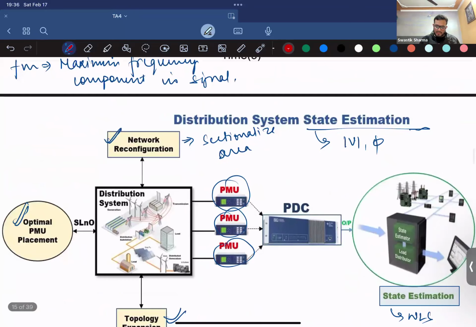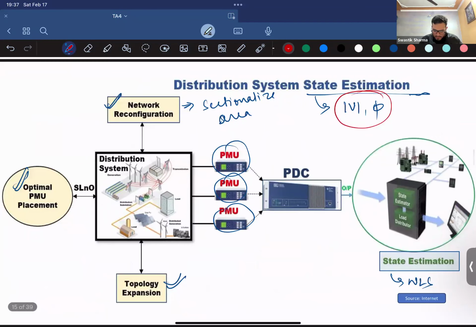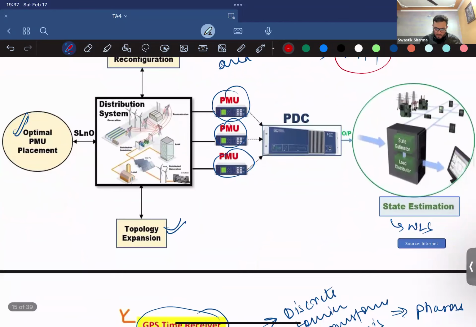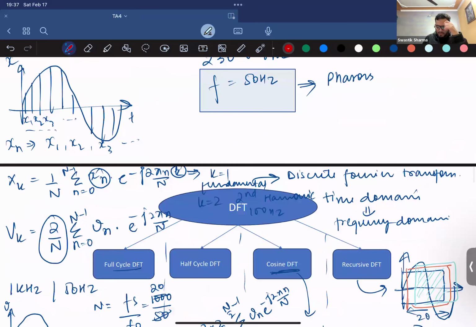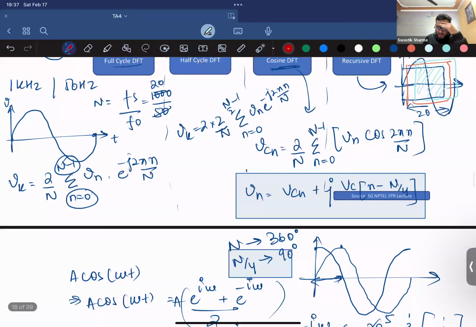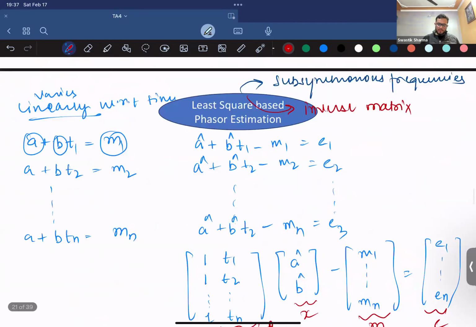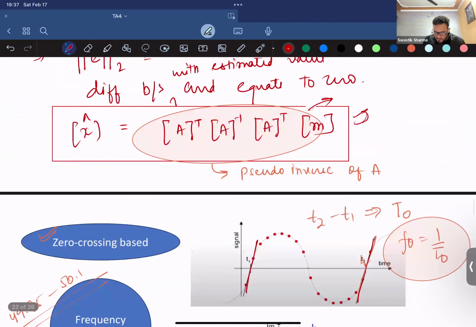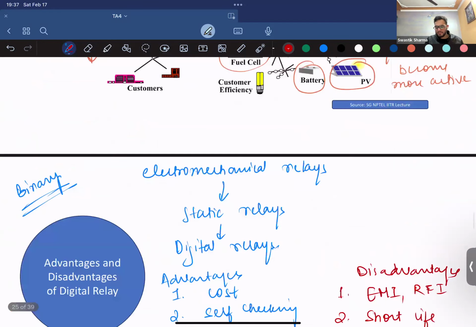So how distribution system state estimation is done? What are states? These are two things: magnitude and phase angle of the voltage. And then how the PMU operation is done, what are the various components required. Then we talked about how phasors are estimated using DFT, which had full cycle, half cycle, cosine, and recursive. Then we talked about least square based estimation. Please make sure that you do this derivation. It's very easy. I've given you this. Just expand it and differentiate with respect to x. And then how to estimate frequency, why to estimate frequency, then protection, and then digital details.